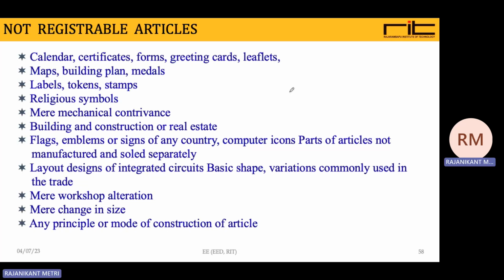Then maps of a city or state, then building plan, medals. So these again cannot be registered. Labels, tokens, stamps, then religious symbol designs, mechanical contrivances, building and construction or real estate shapes or designs, then flags, emblems or signs of any country, computer icons, parts of articles not manufactured and sold separately. So these things cannot be registered because these are fixed, and this is in general.